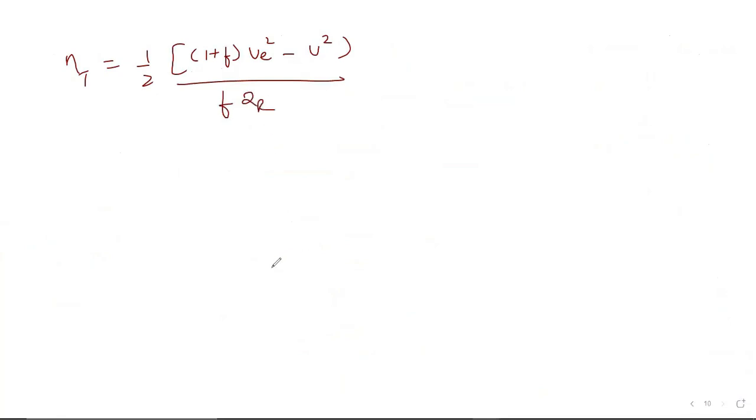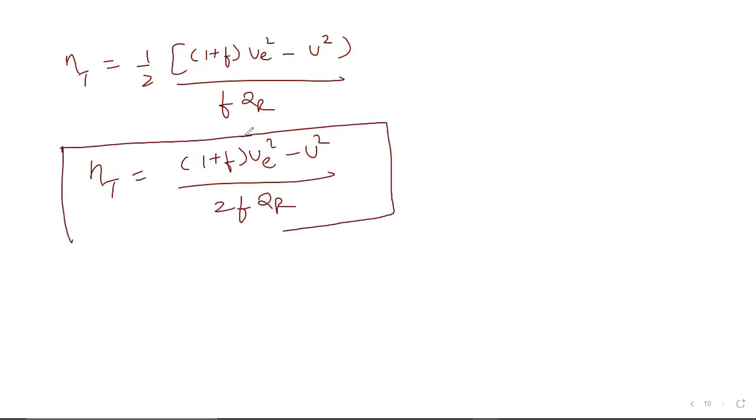When you solve it, it will be eta T equals 1 by 2, 1 plus F, UE square minus UI square. What is UI? UI is basically U now, so U square, divided by FQR. Technically, this is also a correct answer. So you can say that thermal efficiency is 1 plus F, UE square minus U square, divided by 2FQR. This is called thermal efficiency.